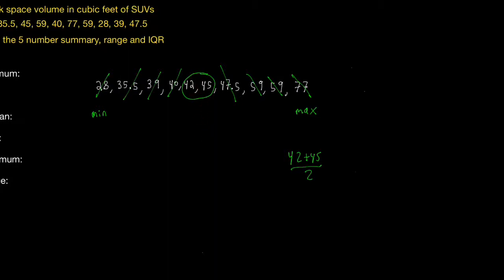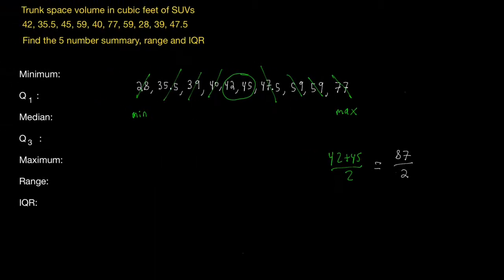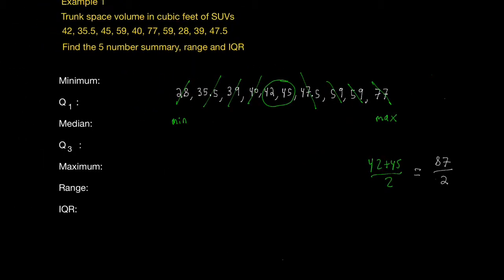But let's go ahead and do this. 42 plus 45 is 87. And if we divide that by 2, we're going to get 43.5. Yep. So that's going to be the median. So let's go ahead and cut this in half. And remember, when we have two medians, one of them goes to the left, one of them goes to the right. So here the median is 43.5.